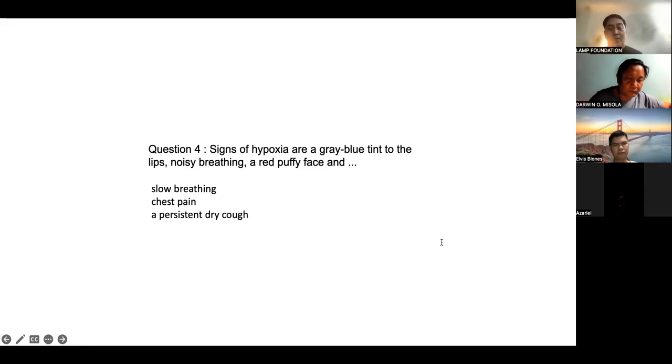What is hypoxia? From the term alone. Nawawalan ng hangin. Kulang sa oxygen, di ba? Okay. Mabagal ba yung paghinga mo pag kulang ka ng oxygen? Okay, so inisip ko lang po.